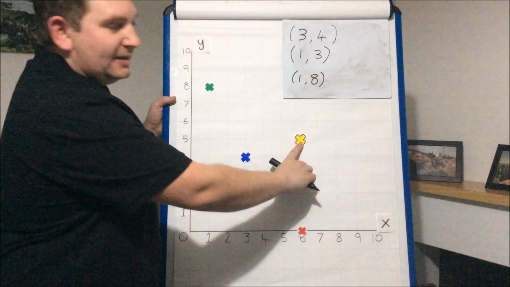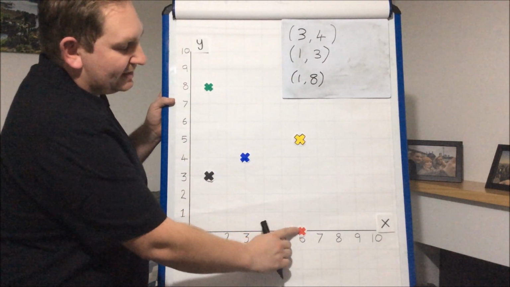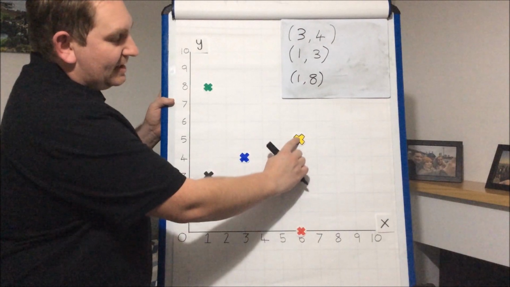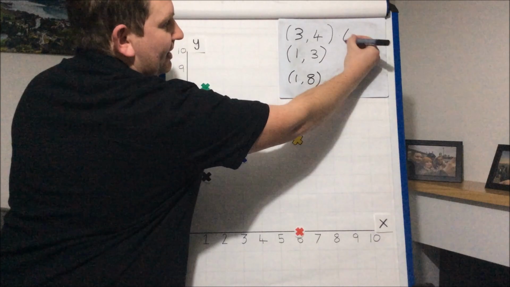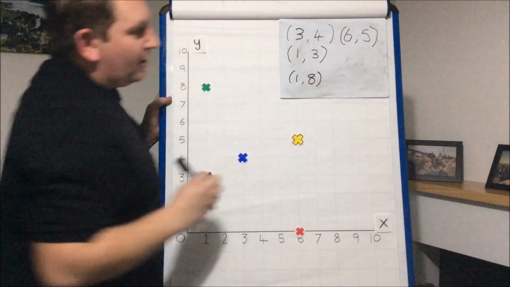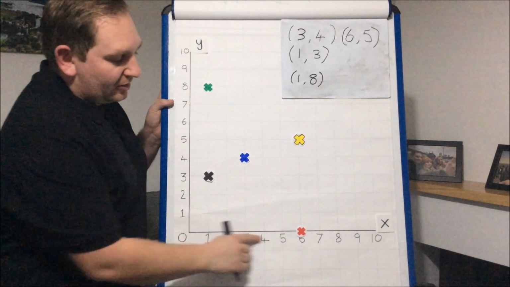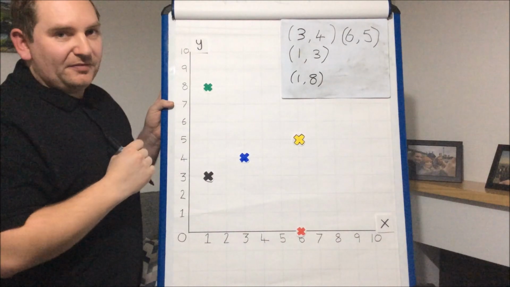If we have a look at the yellow cross, we go along the corridor and we reach 6, we go up the stairs and we reach 5. So our yellow coordinates are 6, 5, along the corridor to 6, up the stairs to reach 5.